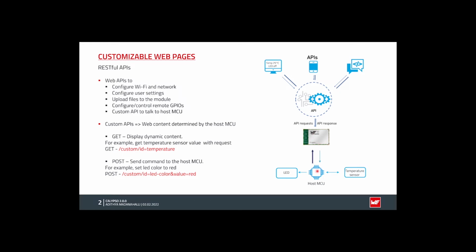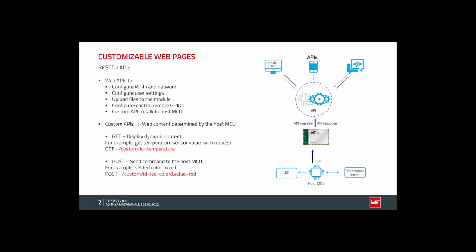All the host microcontroller needs to do is consider this temperature keyword and perform a read on the temperature sensor and send the current temperature value as response over the AT command interface to the Calypso Wi-Fi module. The module will in turn send this to the HTTP client and the value will be displayed on the web page.